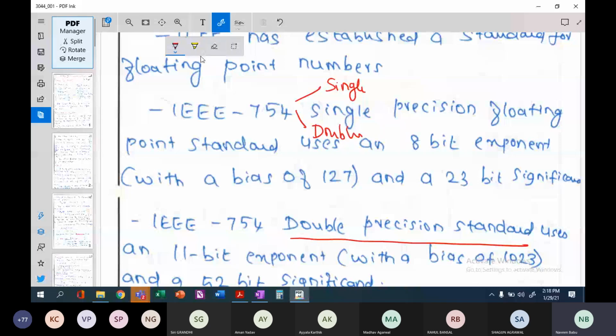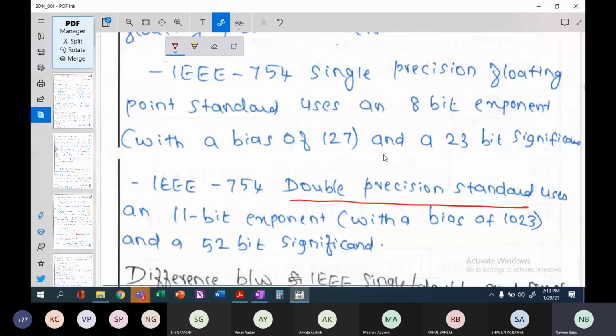Now let us focus on the single precision floating point standard. This will have a total of 32 bits. A 32-bit floating point representation is called the single precision floating point standard. And at the same time, what is the biasing value? The biasing value is 127.